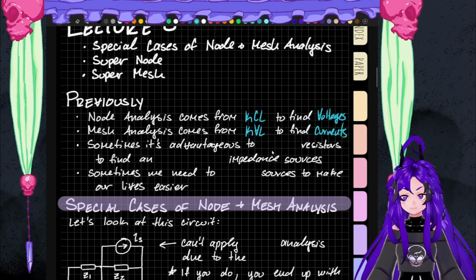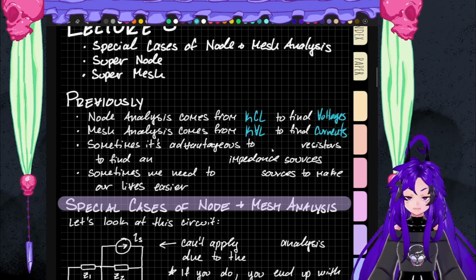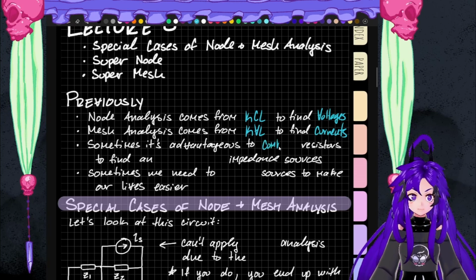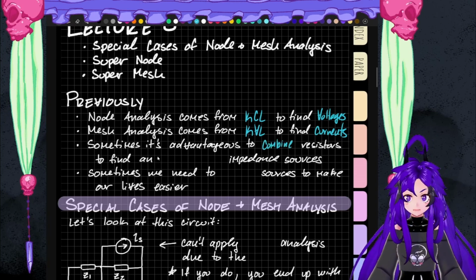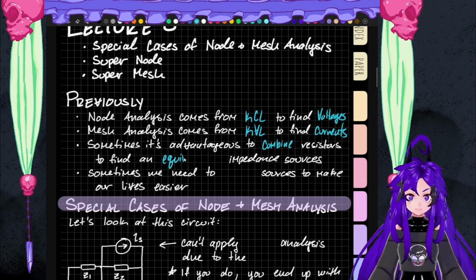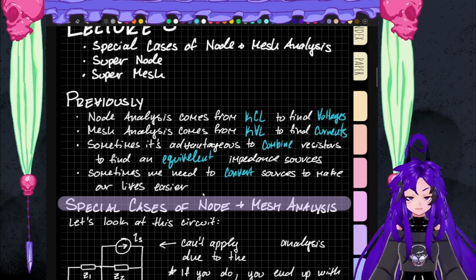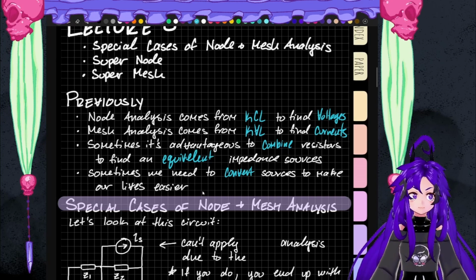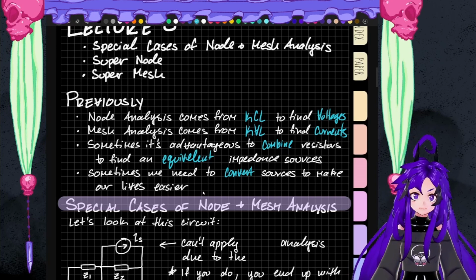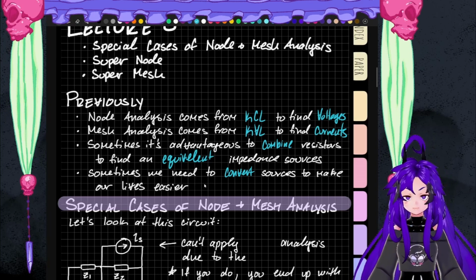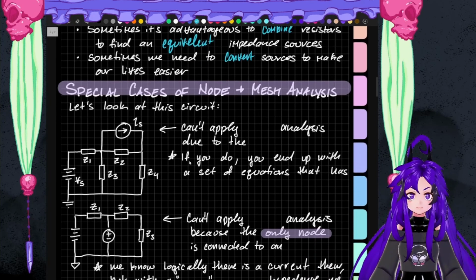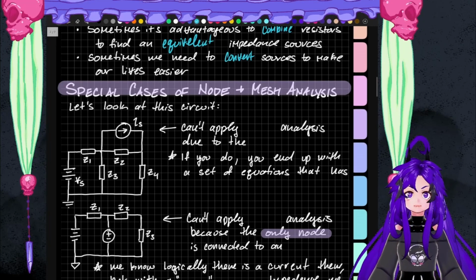Now, sometimes it's advantageous to combine resistors to find an equivalent impedance. And sometimes we need to convert sources to make our lives easier. So all of these things are really important tools that let us do the math of circuits so that we can understand what the circuit is telling us. And part of that is recognizing some special cases of node and mesh analysis.